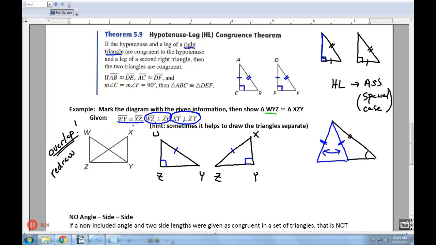Alright, well, we're missing one piece. We have a right angle, check. We have the hypotenuse, check, but I got no leg. So I need to somehow get a leg. How I'm going to get the leg is this common piece right here. This is a shared side. So I can say that ZY is congruent to itself because they share that bottom piece. This is a reflexive property. This is the big move on this one. And once I get that, now I have the two triangles congruent by the HL theorem because I have a hypotenuse and I have that leg.